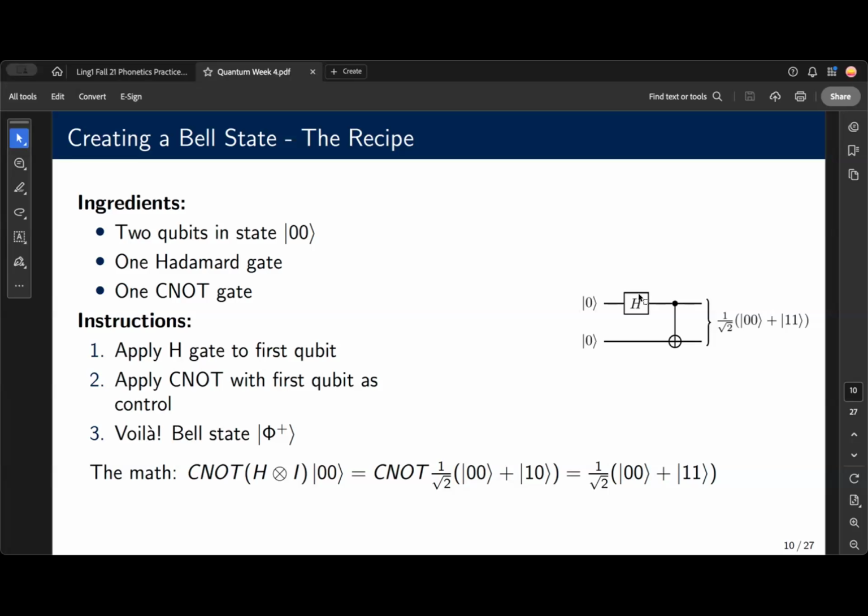And since this is a solid circle, that means that only if the first qubit is a 1 do we apply the X gate, which flips the second qubit. But in this substate, we don't have the first qubit as a 1, so it won't change it; it remains the same. But in this case, since it is a 1, we're going to get a 1 here. And that's how we arrive at the Bell state.